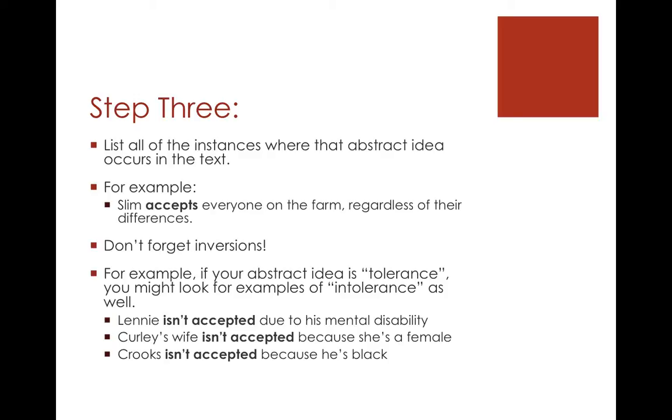Don't forget that you can also look for inversions or opposites. So if my abstract idea is tolerance, I might look for examples of intolerance as well. Lenny is not accepted due to his mental disability. Curly's wife is not accepted because she's a female. Crooks is not accepted because he's black.